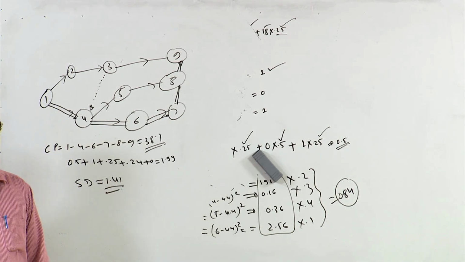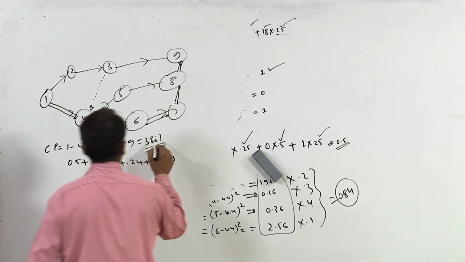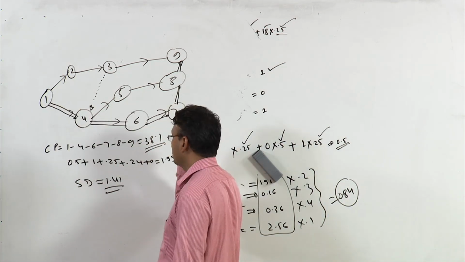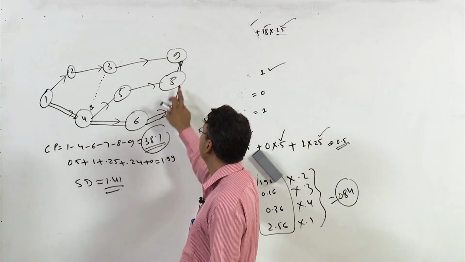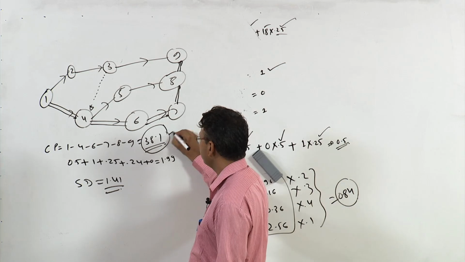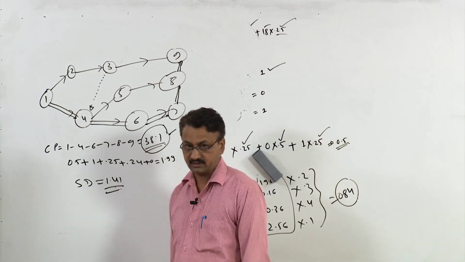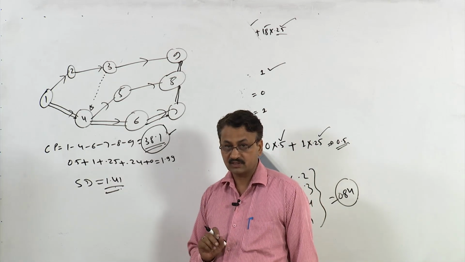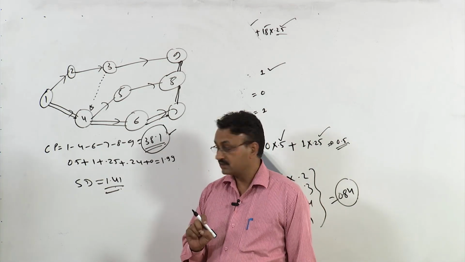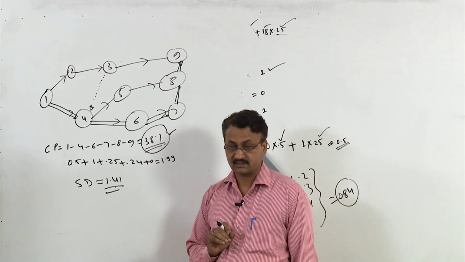So the first part of this question was what is the critical path and what is the duration of this project. This is the critical path 1, 4, 6, 7, 8, 9. This is the total value of the critical path, and this is your standard deviation. First part we have done. The second part of this question is what is the probability that the project would take less than 40 days.